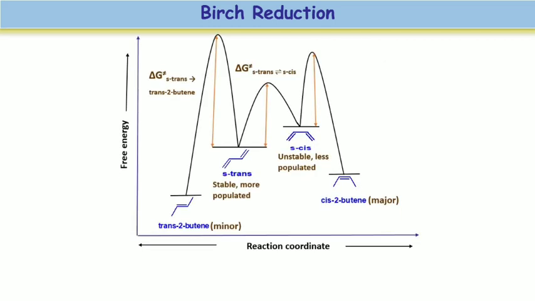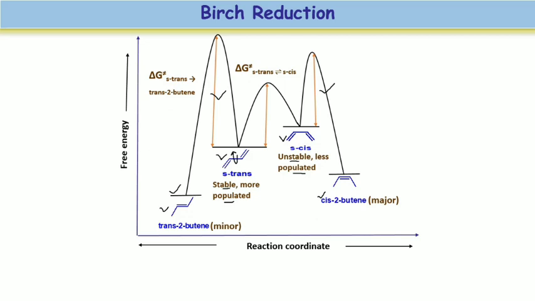Now I will explain through the Curtin-Hammett principle why we get cis-2-butene as the major product and trans-2-butene as the minor product. We have two conformations. One is the S-trans conformation, which is stable and more populated, whereas the other is the S-cis conformation, which is unstable and less populated. And this is the free energy of activation for their interconversion by this single bond. And this is the free energy of activation for this reaction, and this is the free energy of activation for the trans conformation to be converted into trans-2-butene as a product.